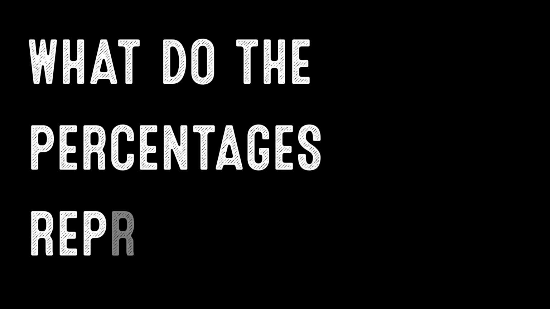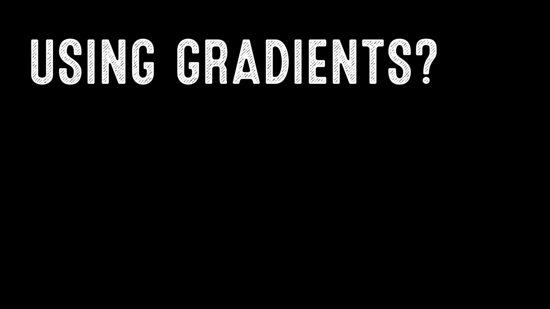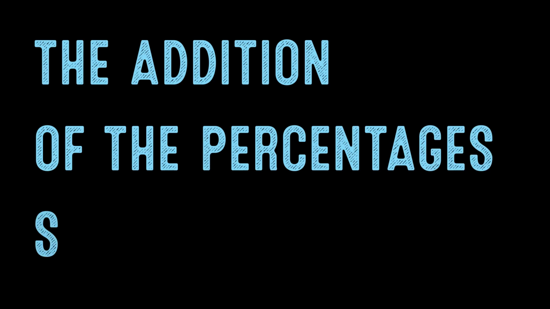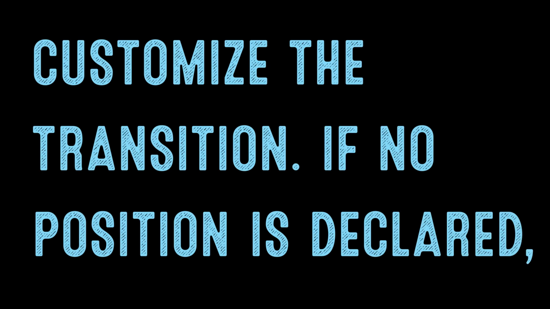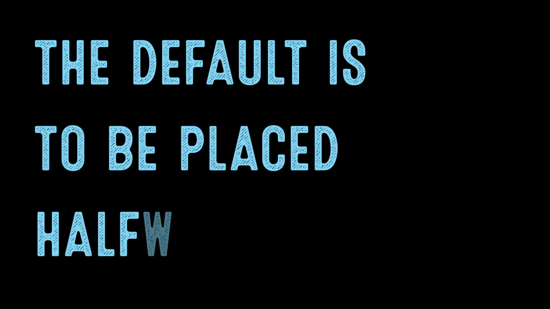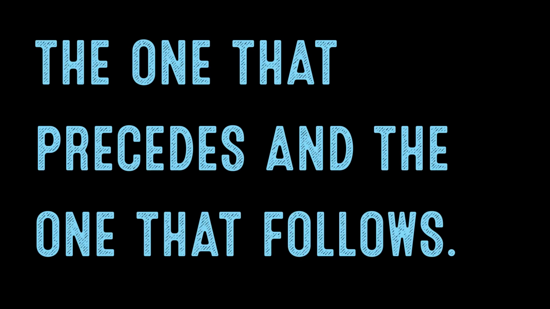What do the percentages represent when using gradients? The addition of the percentages specifies the color stop points along the gradient. It is a way to customize the transition. If no position is declared, the default is to be placed halfway between the one that precedes and the one that follows.